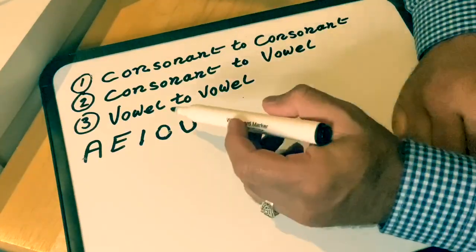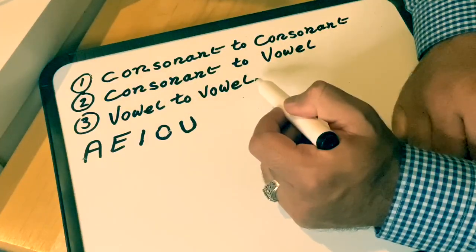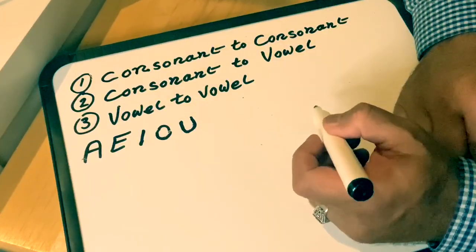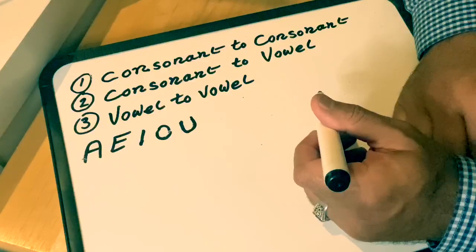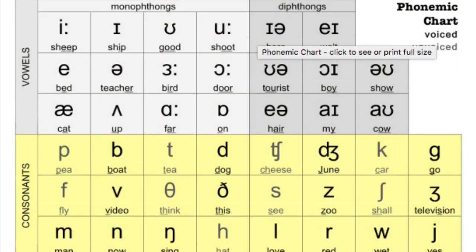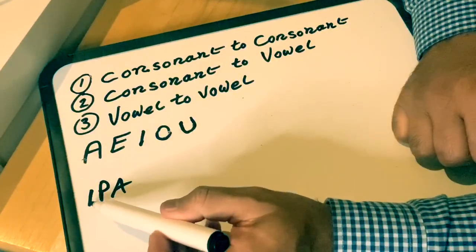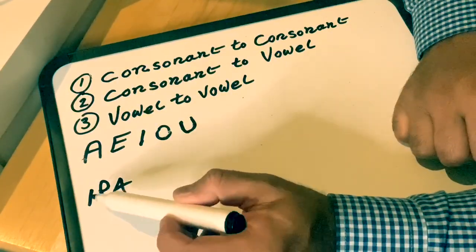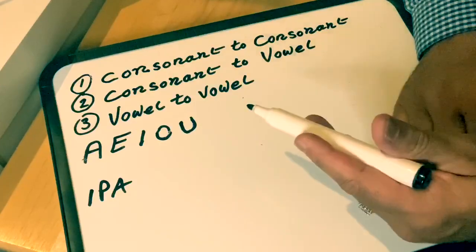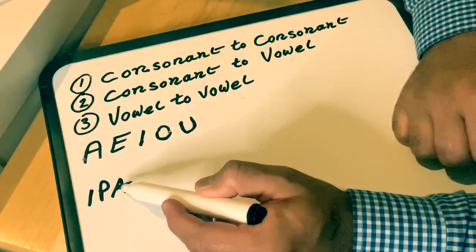And the last one is vowel to vowel. Now, how do you connect vowel to vowel? For you to connect vowel to vowel, you need to know 3 sounds. There are 26 letters, as we know, and those 26 letters have 44 sounds. Those sounds are known as IPA, International Phonetic Alphabet. These are the international sounds of the English letters, and there are 44 sounds of English letters.